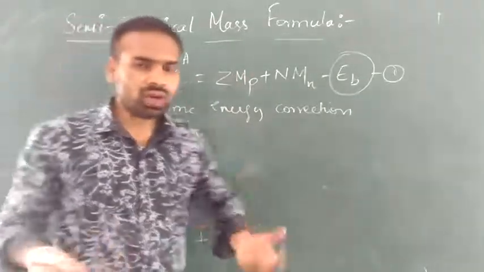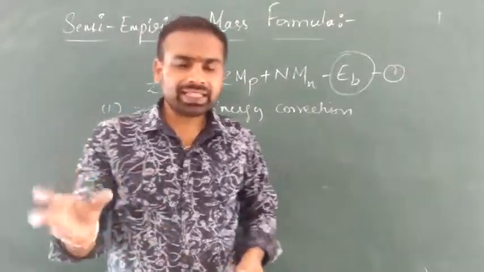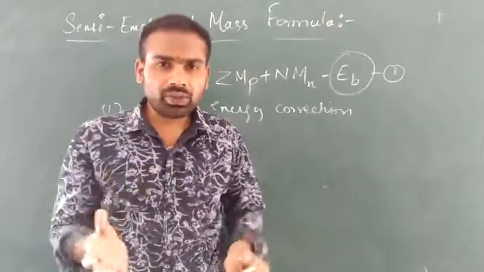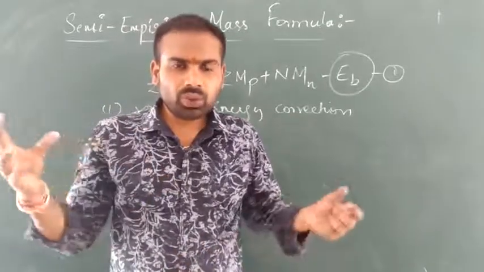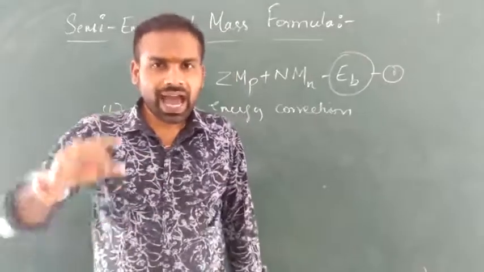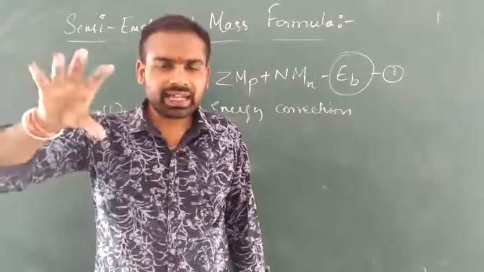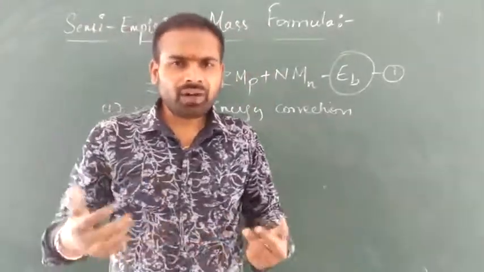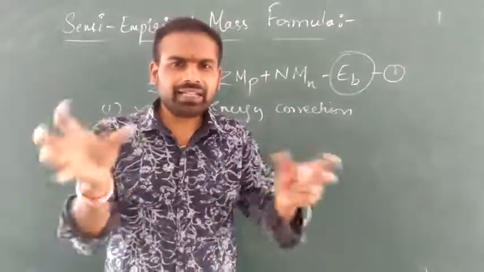See, what is volume energy actually? Whatever the binding energy correction term, we are calling it the binding energy correction term. In the protons and neutrons present in the nucleus, due to some reasons the binding energy will vary. Now here, as the number of nucleons in the nucleus increases, the binding energy increases. If the number of protons and neutrons increases in the nucleus, automatically the binding energy will increase.